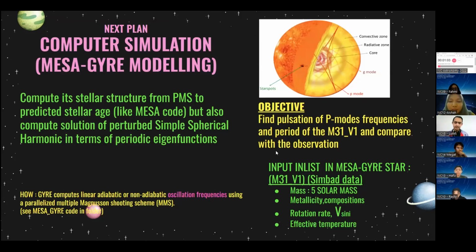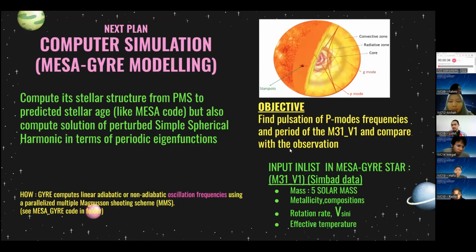So finally, we would like to show everyone our future plan. We would like to use the MESA code with the addition of the GYRE module, also provided in MESA. The module will compute the stellar structure of our Cepheid star from the pre-main sequence to the predicted Cepheid age, just like we did in MESA class with Dr. Nurhaliza. But this time it will also compute the solution of a perturbed simple spherical harmonic oscillator in terms of periodic eigenfunctions.